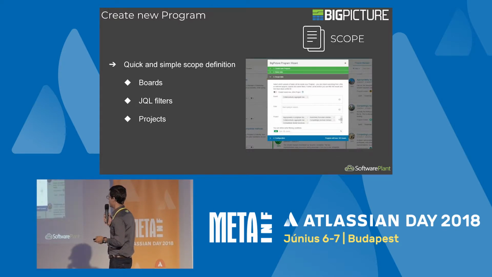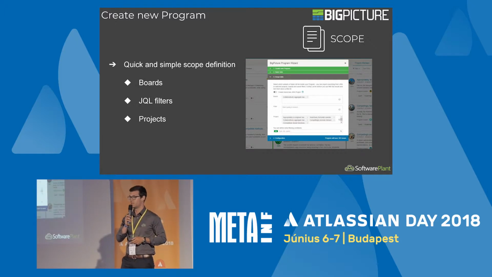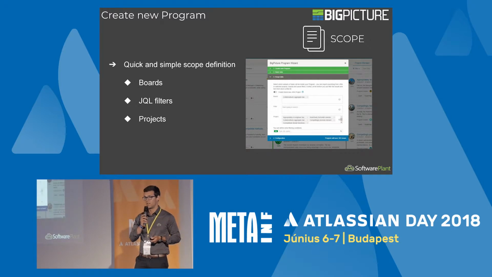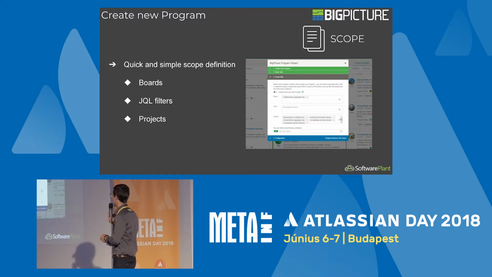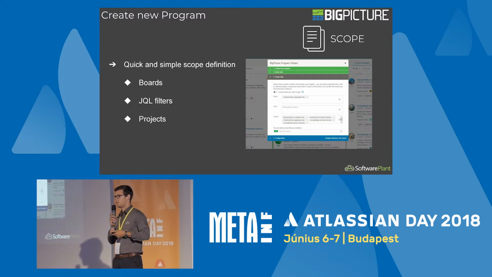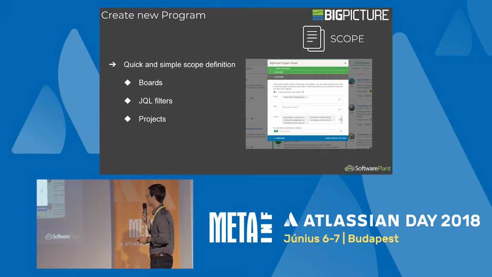To create a new program in Big Picture, you can just define what set of Jira issues it should consist of. Which means that we can point to boards, JQLs, or simply projects. It's really important to know that you can define any set of tasks depending on what kind of filter you would like to choose.